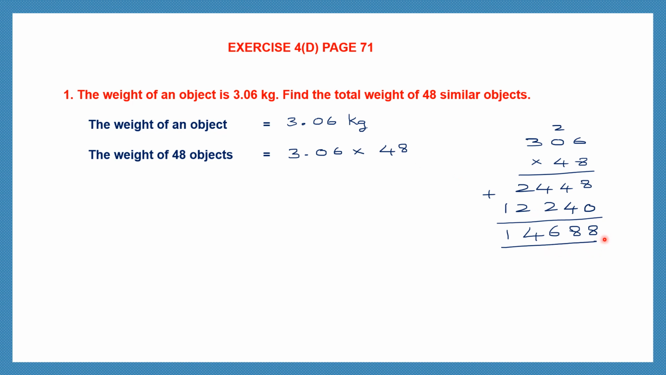So the point is here after the whole number. So we're going to move 2 places to the left and put the point here. So what do we get? 146.88. So the weight of 48 objects is 146.88 kilograms. So this is our final answer.